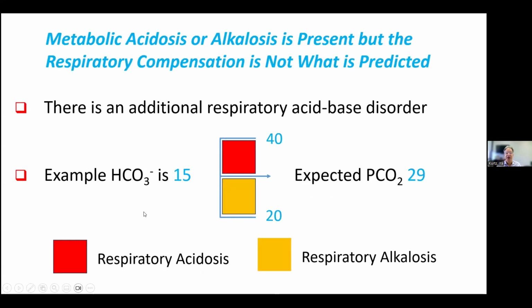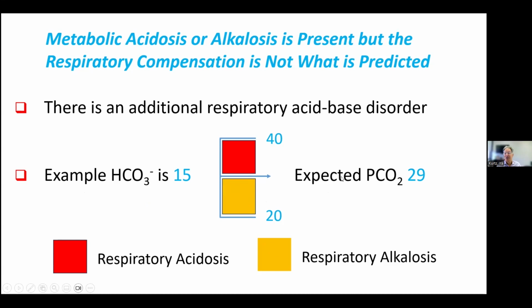But you can't just stop there. When you have metabolic acidosis or alkalosis, but the respiratory compensation is not what is predicted, right away you have to think that there's an additional respiratory acid-base disorder. So, for example, our patient's bicarbonate is 15, and that's a fall of 9. The expected PCO2 should be down by 11, and it should be 29. The fact that our patient's PCO2 fell more than that means that the patient has a respiratory alkalosis.